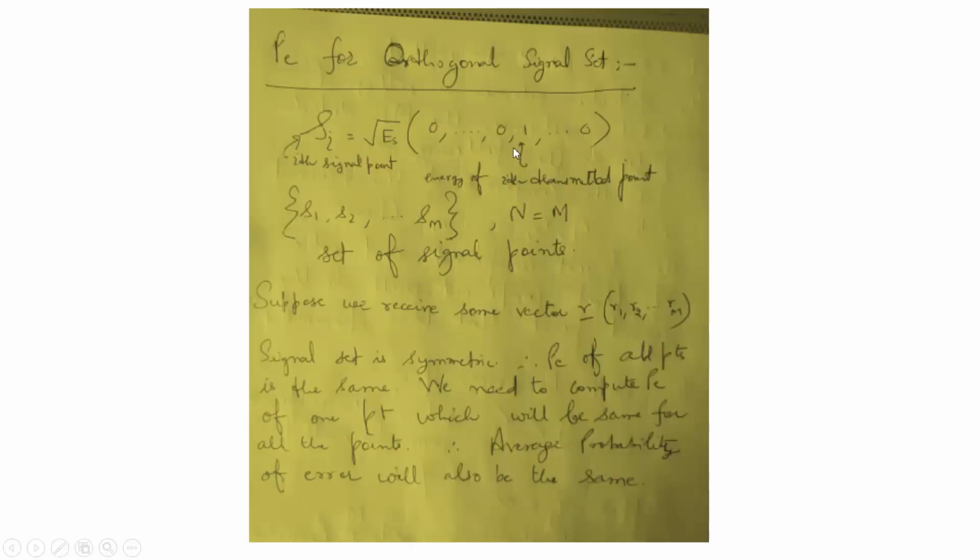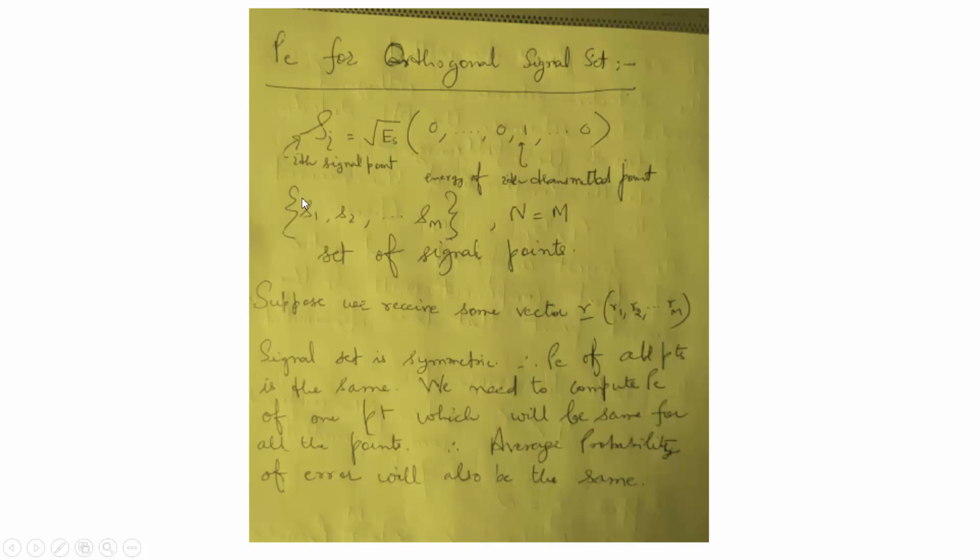Now let us look at the probability of error calculations for the orthogonal signal set. Let Si be the ith signal point. We have already discussed these orthogonal modulation schemes. The energy will be under root Es, since the vector is 1 only for the ith term, and all others will be 0, except for the ith transmitted point. So the energy will be under root Es.